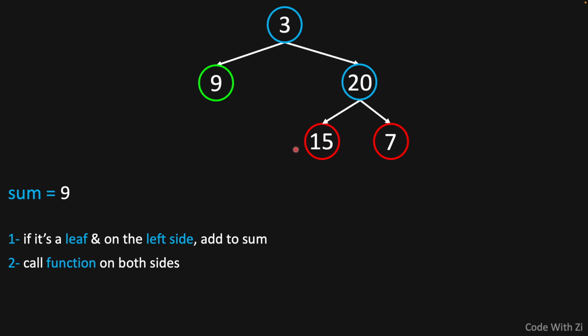We're gonna check if this is a leaf. It is. It doesn't have any children. And we're gonna check if it is on the left side. It is on the left side. So we're gonna add its value to sum, like so. Now sum is equal to 24. And then for this one, we're gonna check if it is a leaf. It is a leaf, but it's not on the left side. So we're gonna ignore this, and because they don't have any children, we're gonna stop, and that's gonna be our answer, and we're gonna return our sum.